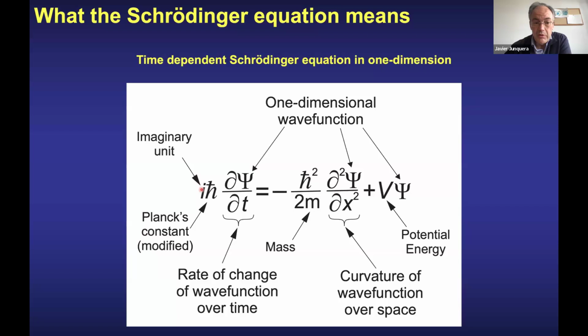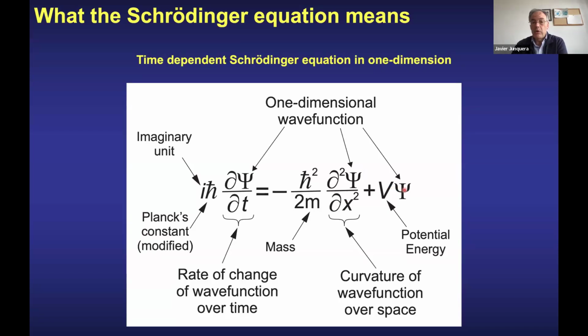So in the time-dependent form, you have here i, the imaginary unit. Then you have here h bar, that is Planck's constant. Then we have the partial derivative of this object, called the one-dimensional wave function, with respect to time. And this is equal to minus h bar squared divided by twice the mass, multiplied by the second derivative of the wave function with respect to the position twice, and then the potential times the wave function.